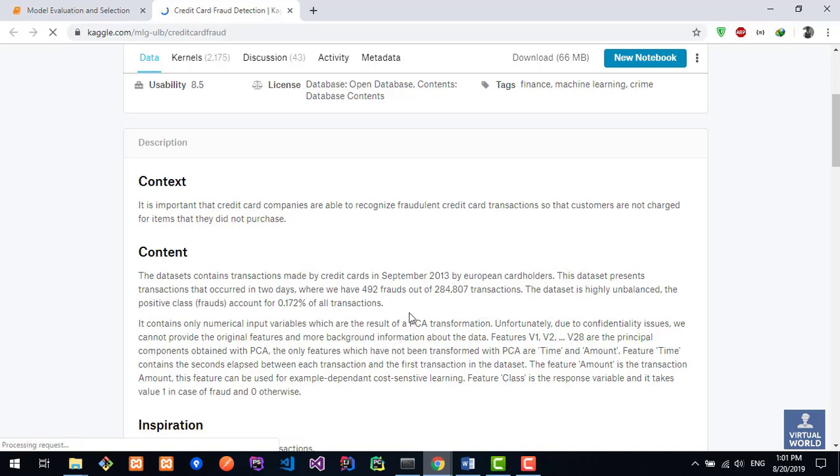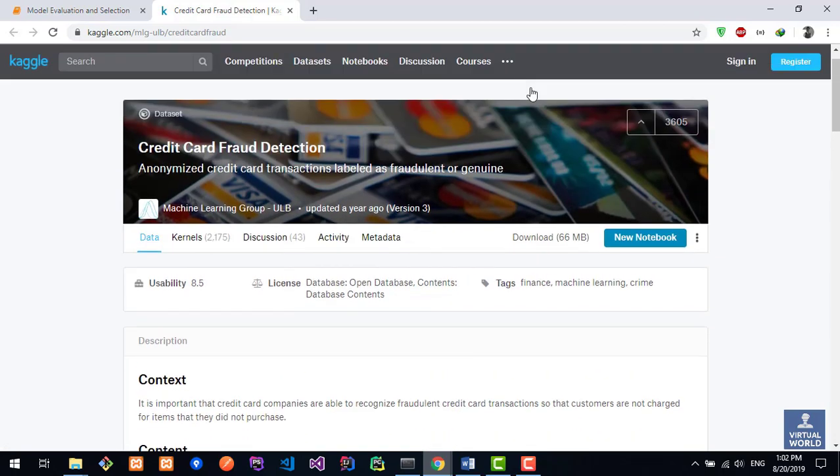The dataset contains transactions made by credit cards in September 2013 by European cardholders. This dataset presents transactions that occurred in 2 days, where we have 492 frauds out of 284,807 transactions. The dataset is highly unbalanced. The positive class, frauds, accounts for 0.172% of all the transactions. Now let's download the dataset.